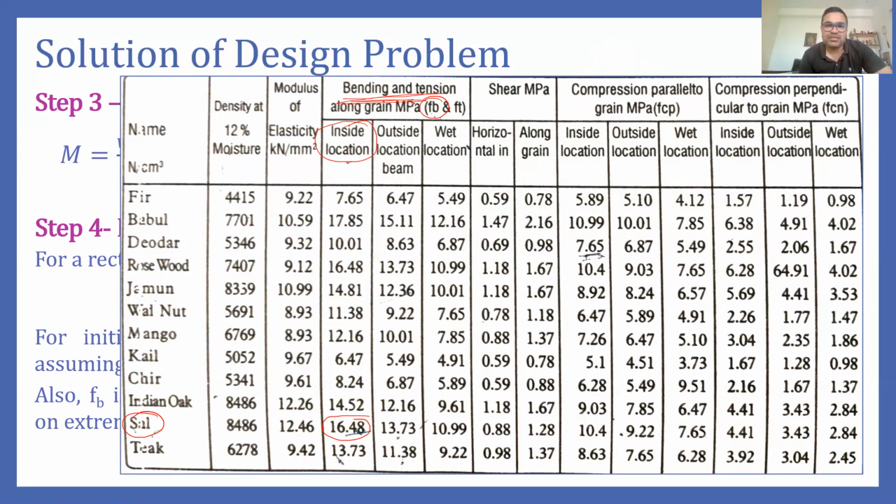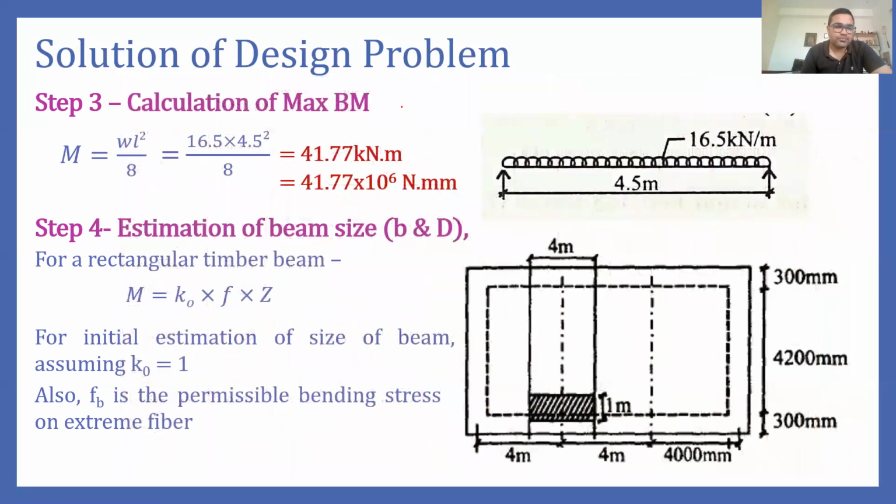So this stress is given in MPa. MPa means megapascal, and megapascal is equivalent to Newton per mm square. So here, putting the value of FB as 16.48, which we have just taken from the table for the salwood. So now we know two parameters. One is K naught.